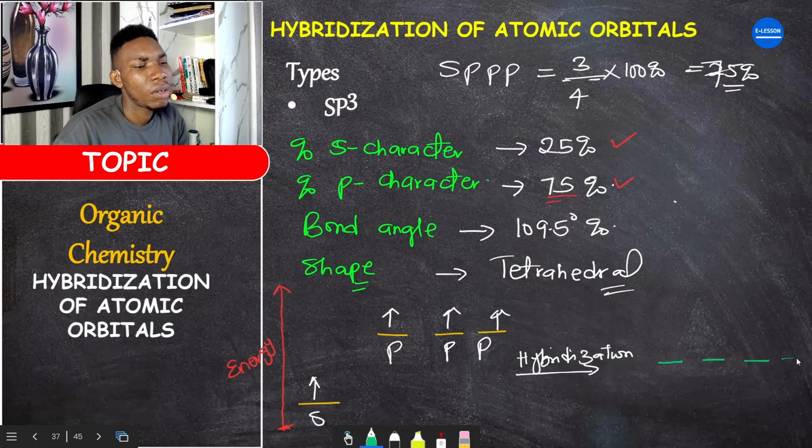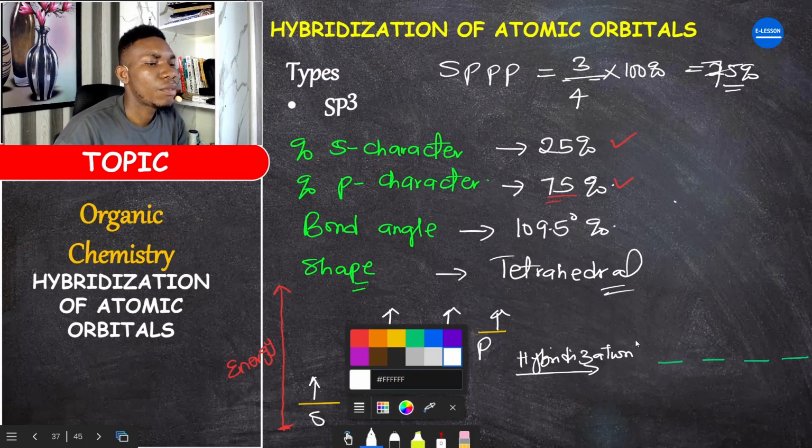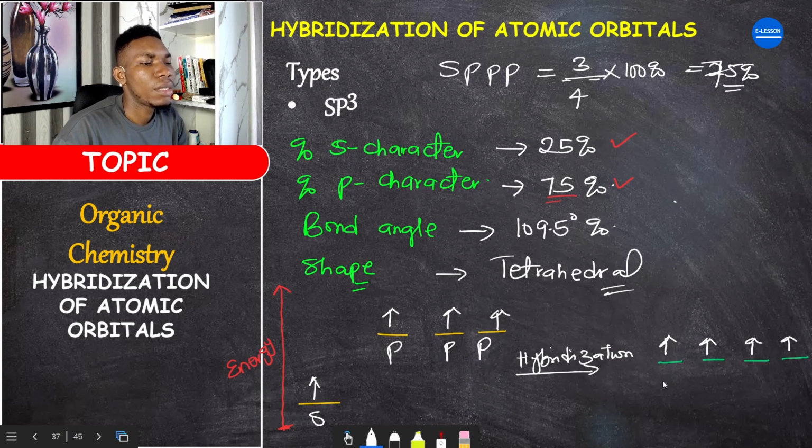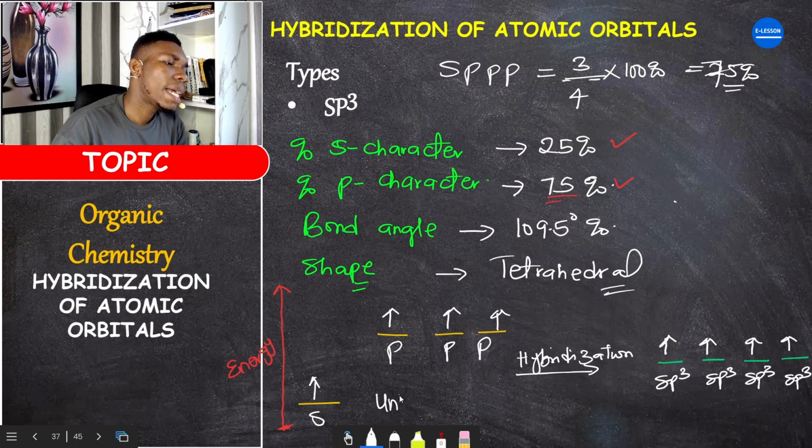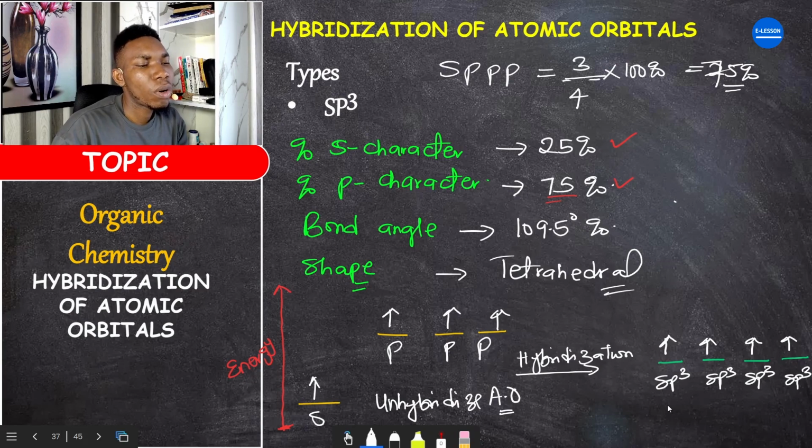Not exactly on P. So these are the hybrid orbitals that are formed. Of course, you have something like this, like this, like this, like this. All right? So that at the end of the day, you are going to have sp3, sp3, sp3, and here will be what? sp3. So this one, they are unhybridized atomic orbitals. When hybridization occurs, you are going to have hybrid orbitals.